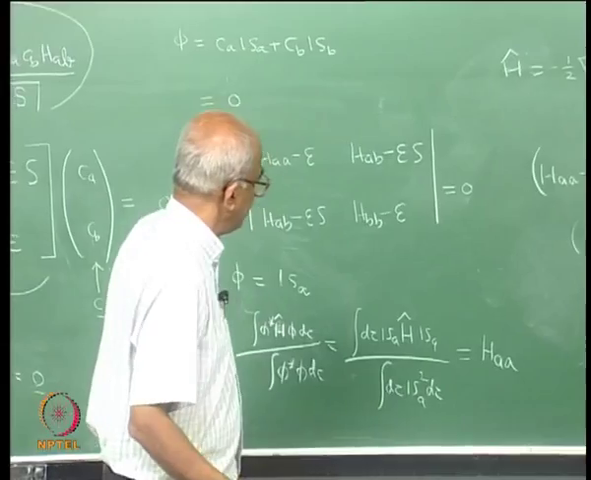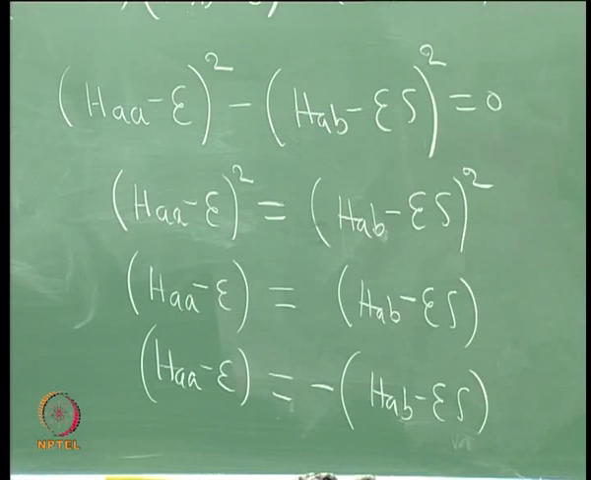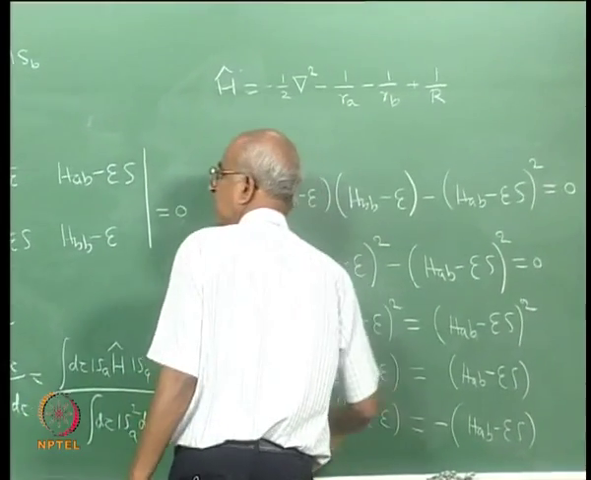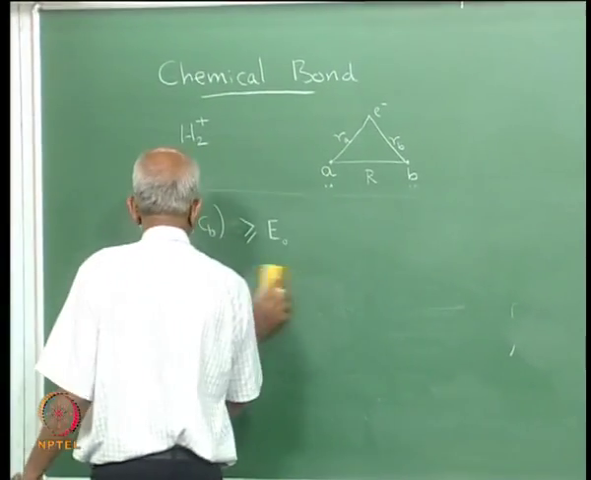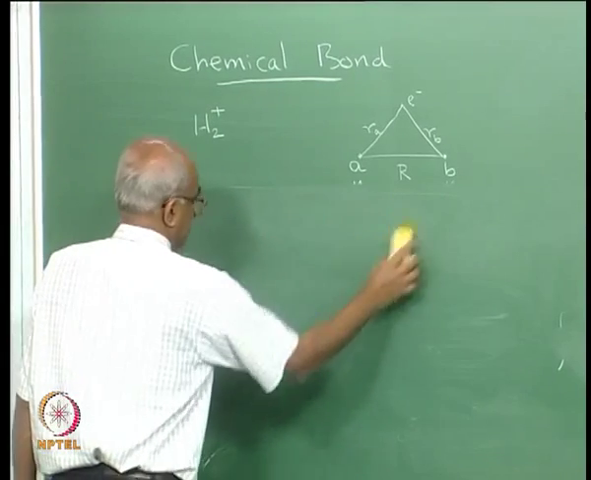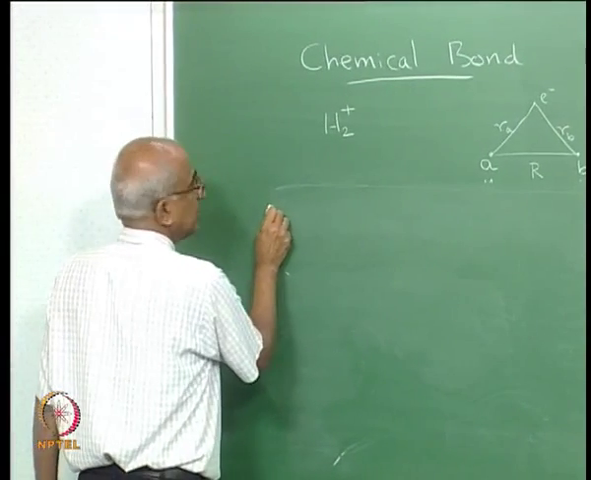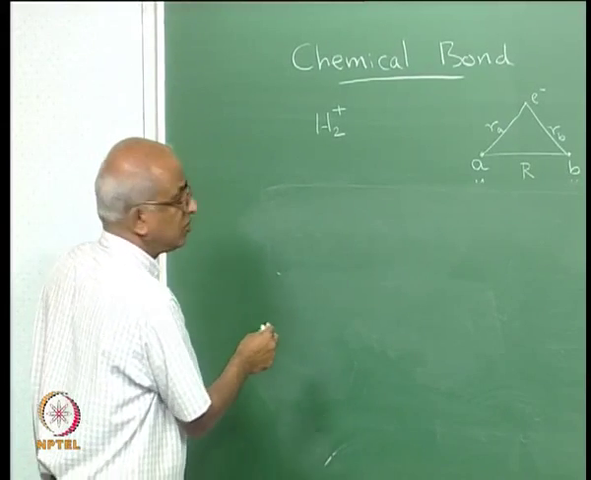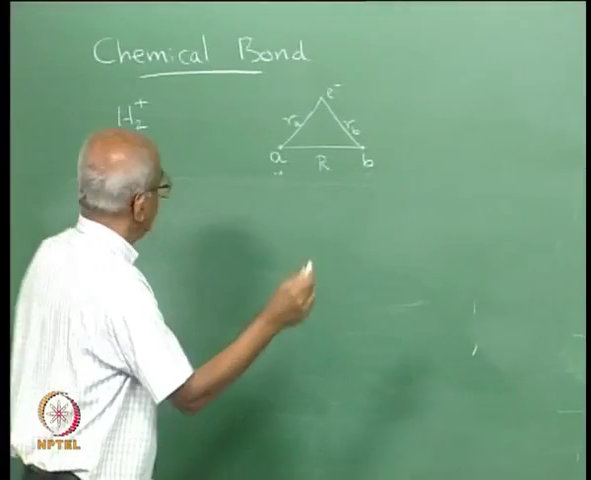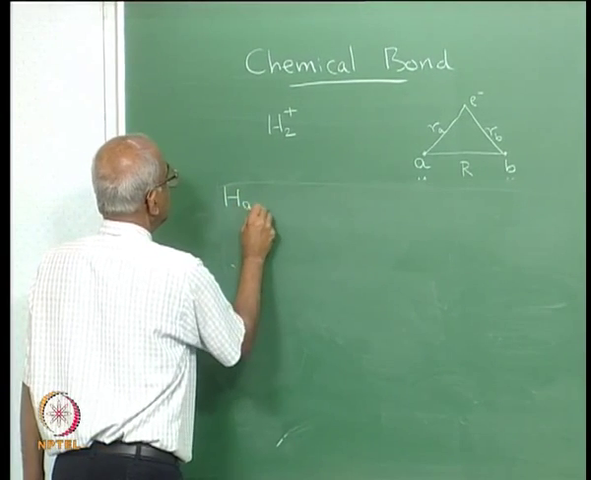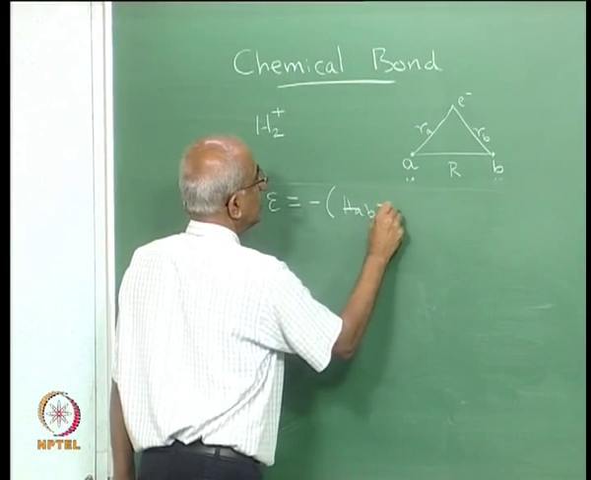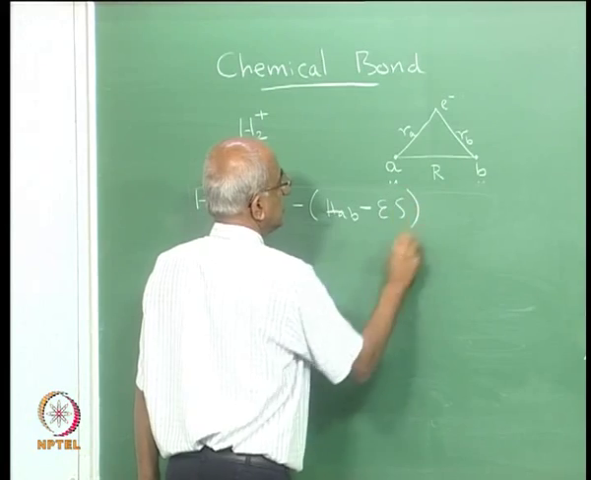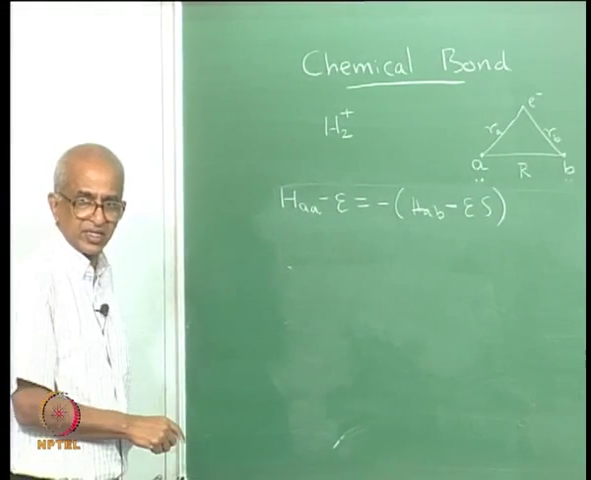So, we will look at the negative sign first. So, what does that give me? It gives me H A A minus script E is equal to minus of H A B minus script E into S, right. If I took the negative sign, this is the answer that I will get.